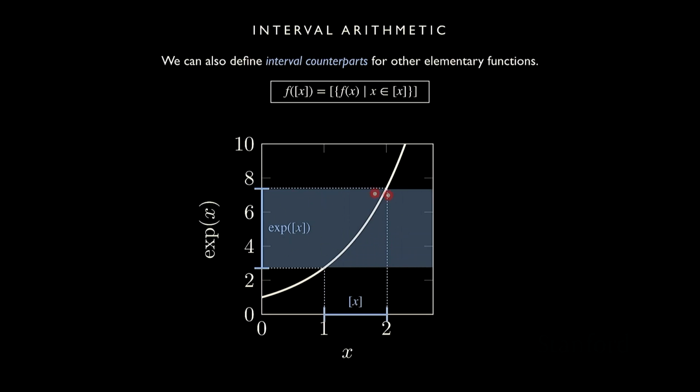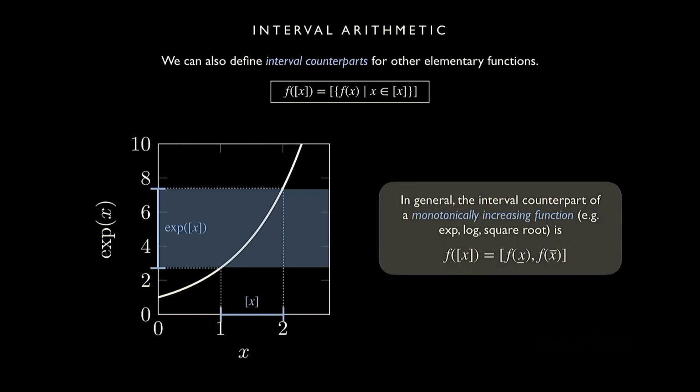Okay, so this is basically the interval, and you can see it contains all points that the function outputs within that range, and it's a tight interval. And in general, you might be thinking, okay, all I then really need to do for these monotonically increasing functions like exp, and there's other ones that we might be interested in, like log, square root, is evaluate the function at the lower bound of the interval and evaluate the function at the upper bound, and that will give us the interval counterpart for that function.